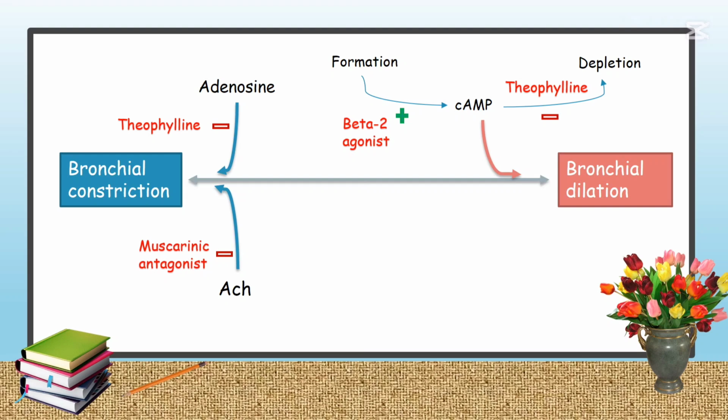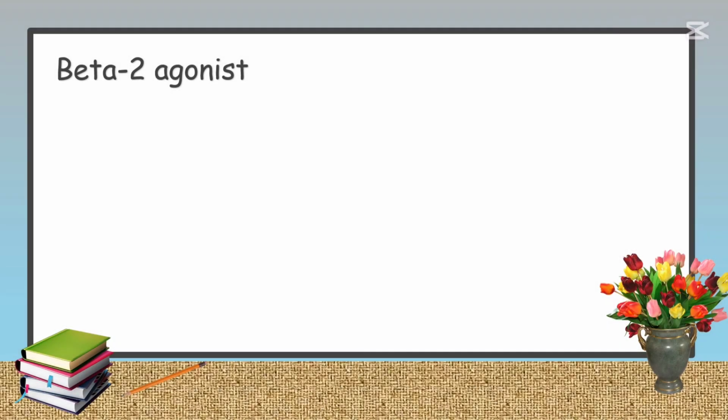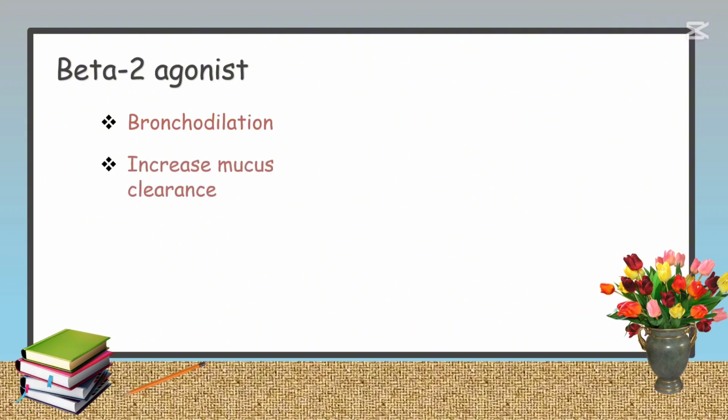In summary, bronchial tone is a balance between these opposing mechanisms. Drugs like muscarinic antagonists, beta-2 agonists, and theophylline are important pharmacological tools to manage conditions like asthma and chronic obstructive pulmonary disease. Beta-2 agonists: their primary effect in asthma is to dilate the bronchi by a direct action on the beta-2 adrenoceptors on the smooth muscles. They increase mucus clearance by an action on cilia. They also inhibit chemical mediator release from mast cells and TNF-alpha release from monocytes.